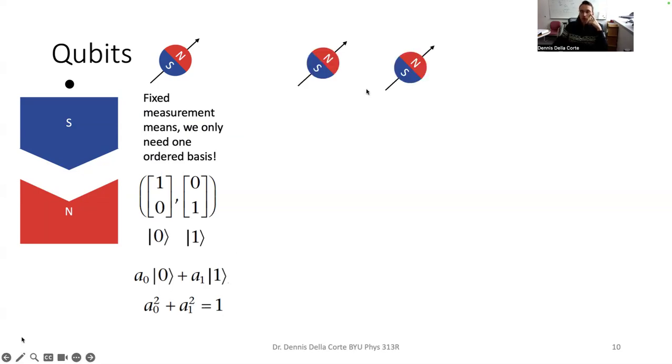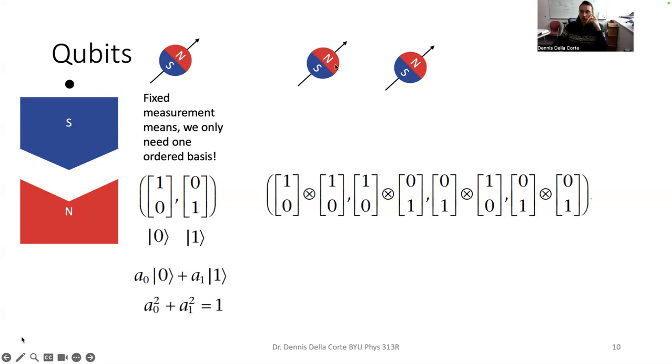Okay, so if you happen to have two qubits, then we represent them as the tensor product of the individual vector states. So we have (1, 0) and (1, 0) that are tensor producted, and so the other combinations of bases as well.